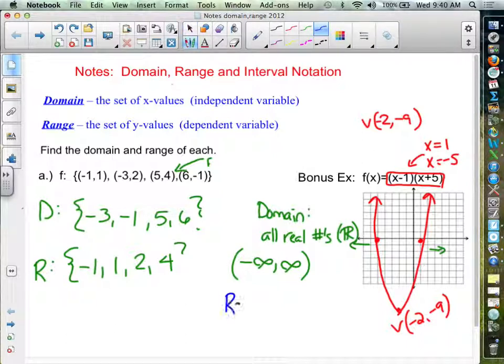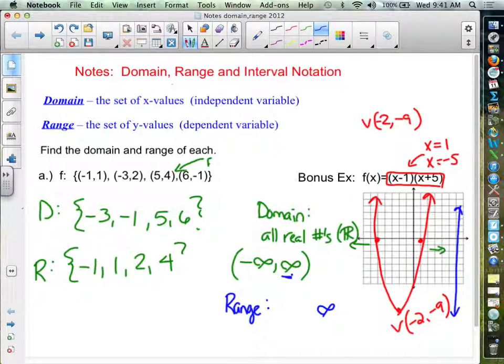And then our range is my set of y values. So how far down does the graph go? So bottom to top is what we're looking at for range. So how far down to how far up? Well, how far up, it's going to infinity. So that's kind of the same as what we did back here.